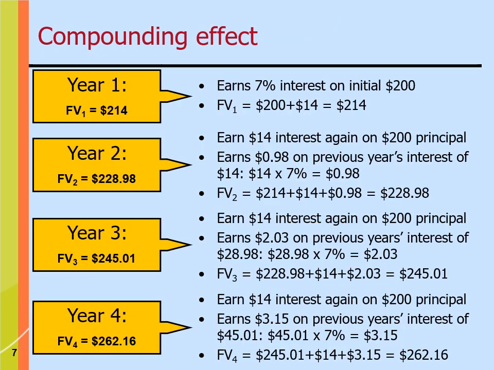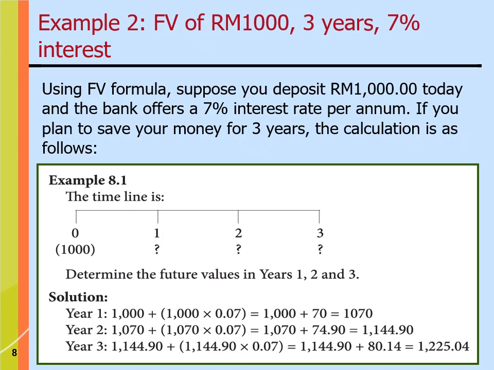Here you can learn the detailed steps of compounding effect in measuring future value from the previous example. It's pretty straightforward actually. This is another example to find future value using a formula, where example 2 shows you how to find future value of RM1000 in 3 years at the rate of 7% interest.